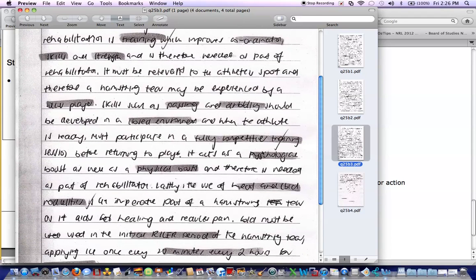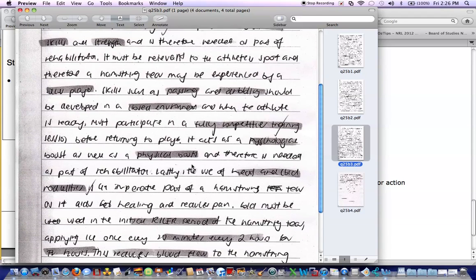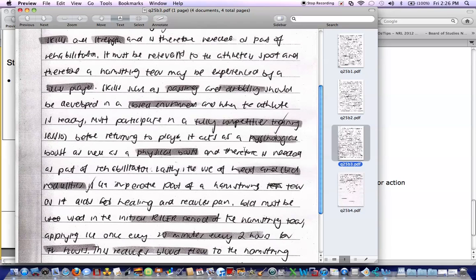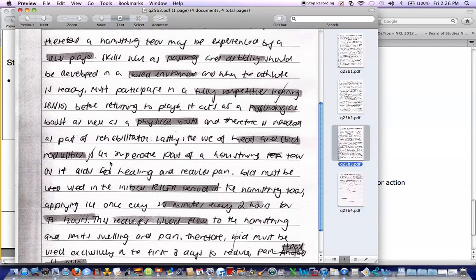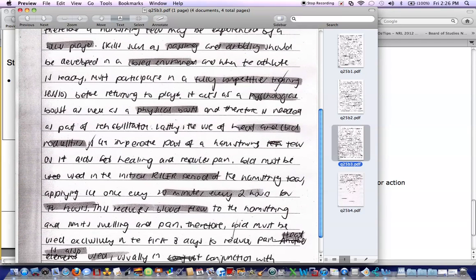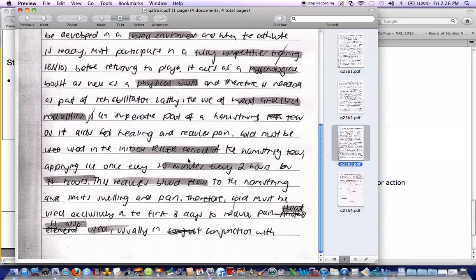So it works on both the mental and the physical aspect of the injury, and therefore is needed as part of rehabilitation. Lastly, the use of heat and cold is important. He goes through and explains some of the RICER techniques and gives an overview of that related to the hamstring.